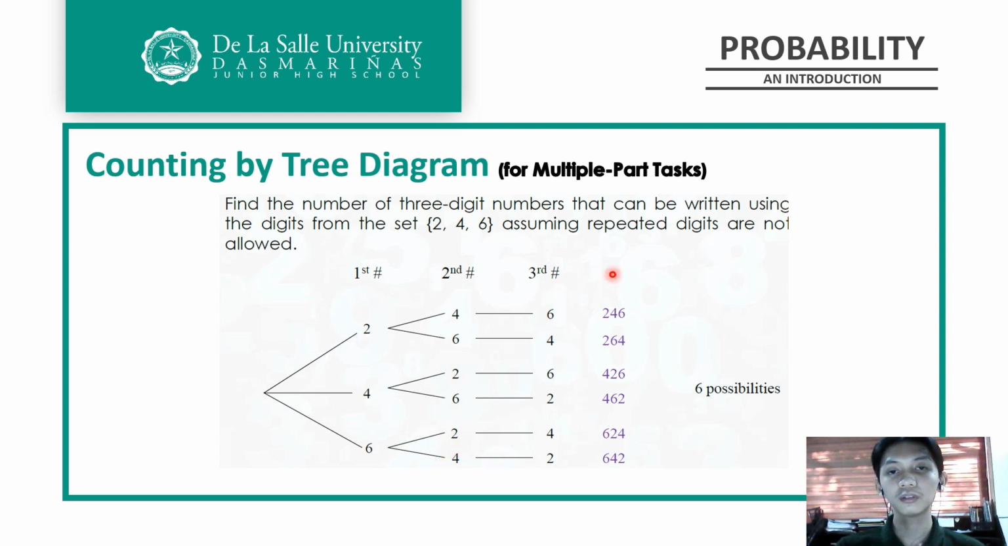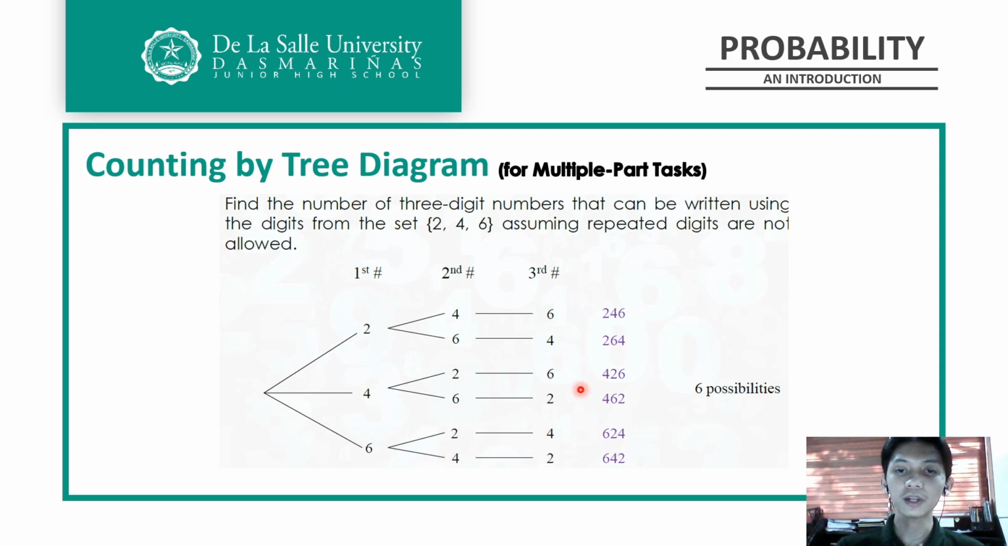That means for the third part of this experiment, or third digit, we only have one available number for each branch. So for the first branch, we only have 6 since the first 2 digits are already taken. For the second branch, we have 4. Third, we have 6. Fourth, we have 2. Fifth, we have 4. And for the last branch, we have 2.